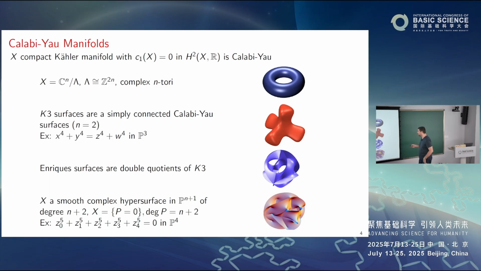There are also certain K3s that admit a free holomorphic action of Z2, and the quotients are called Enriques surfaces. Here is a picture of a singular model of an Enriques surface. And anyway, these are also Calabi-Yau with this definition.